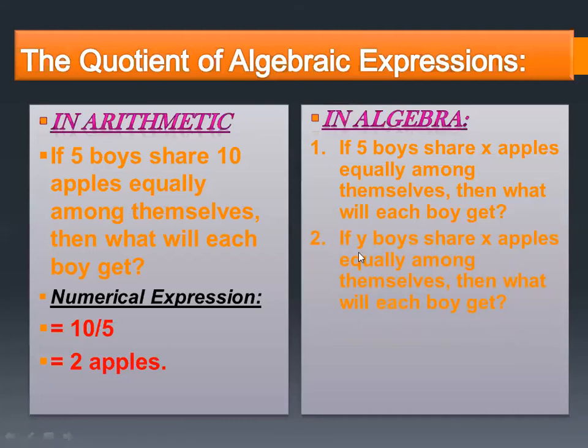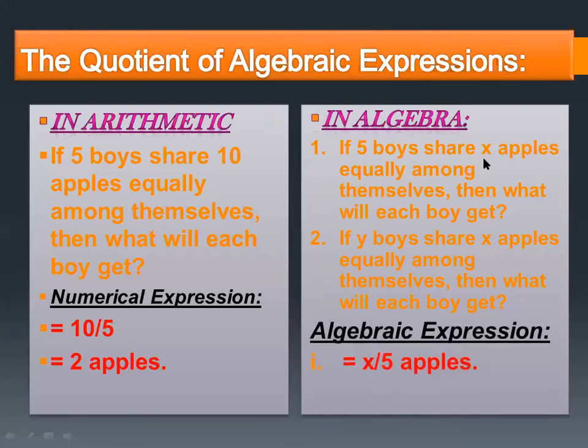And here you have, if y boys share x apples equally among themselves, then what will each boy get? The number of boys here is y, and the amount to be shared is x. So the amount to be shared becomes the numerator. Just suppose in the expression here, the amount to be shared is x, so you will divide this x by 5. So you will write x divided by 5 here.